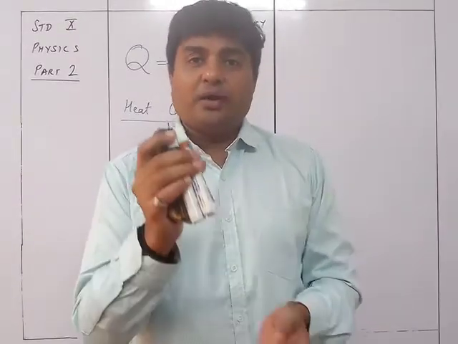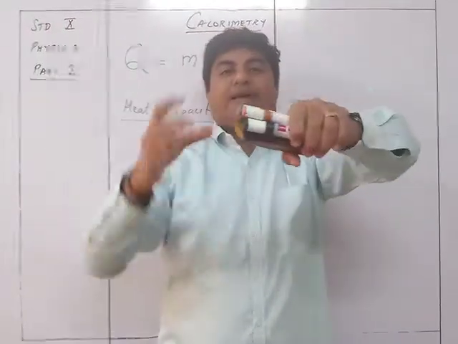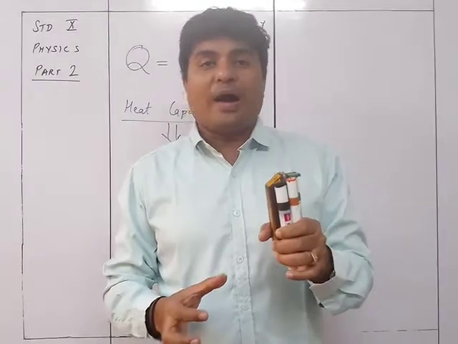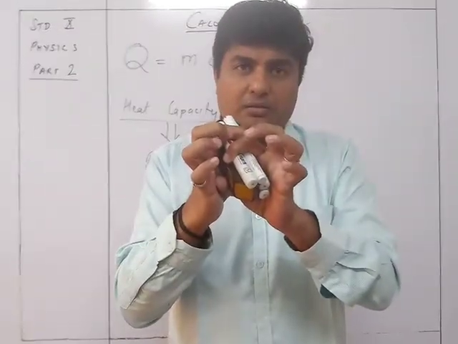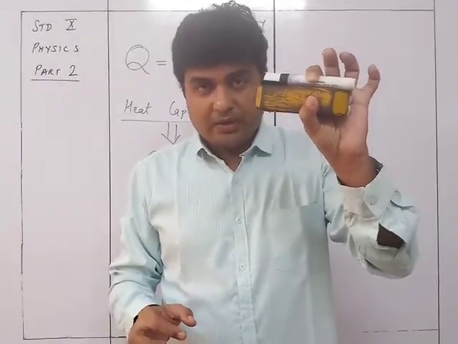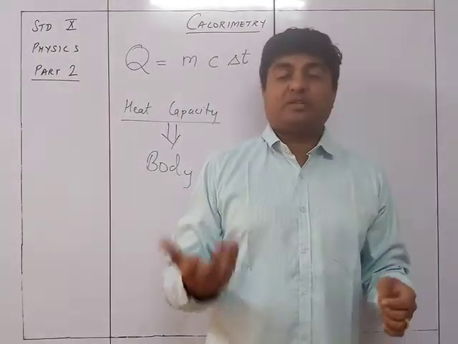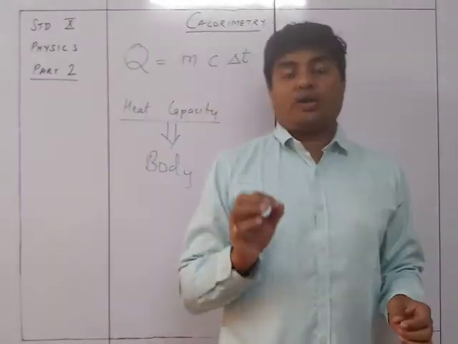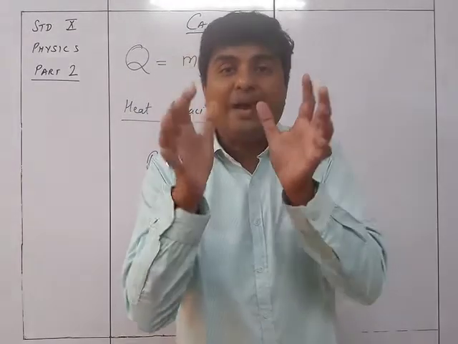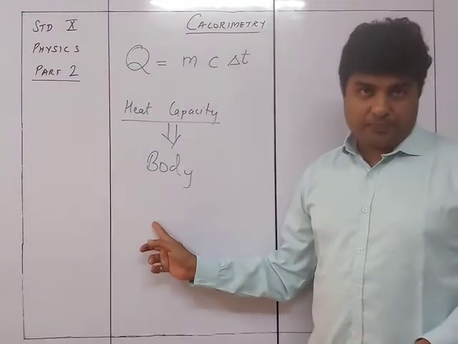Now if I make this whole thing into one bundle and I increase the temperature of the bundle by 1 degree Celsius, then the amount of heat energy required for this complete bundle is the heat capacity of this body or bundle. So when you talk about a body as a whole which is made up of different substances, then the heat energy required to raise the temperature of the complete body by 1 degree Celsius is the heat capacity of the body.